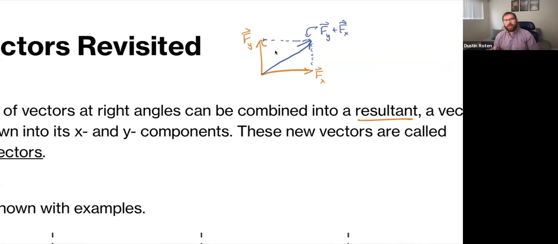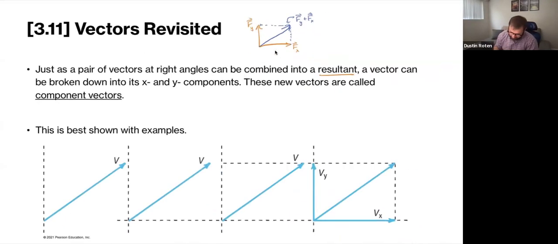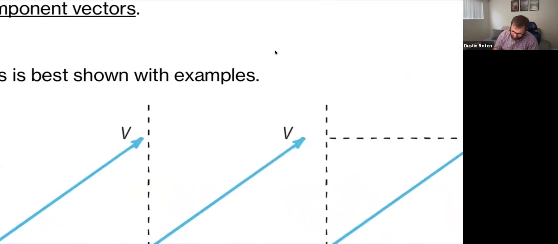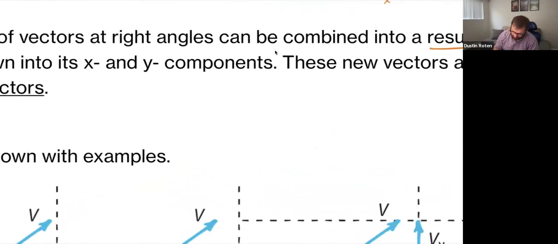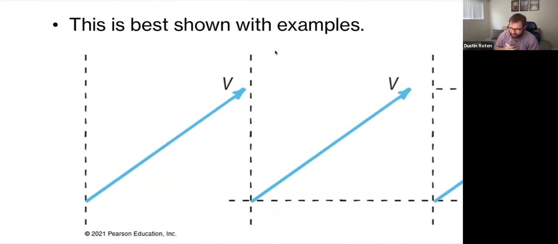Well, we can actually go backwards. We can start with a resultant vector and then break it up into its components. Okay, so we can do that here. So we have this vector, vector v.